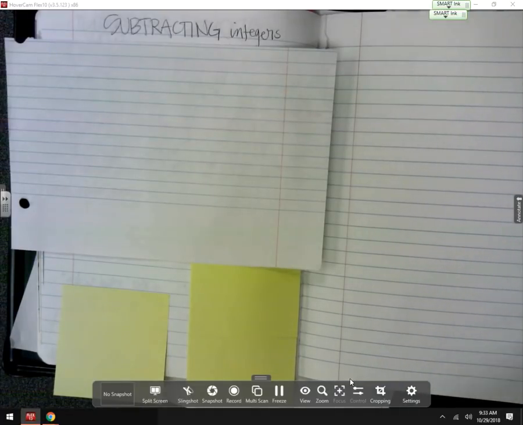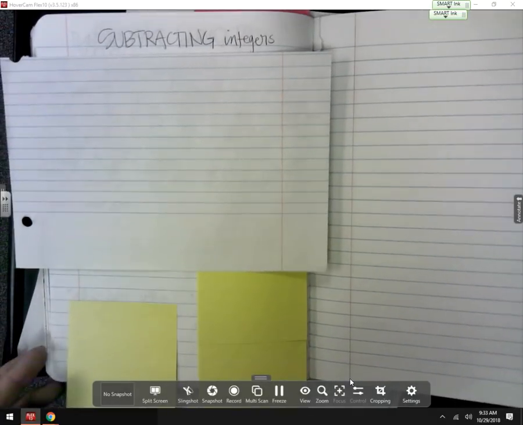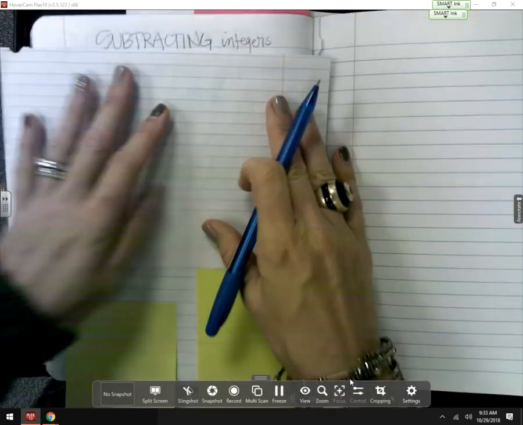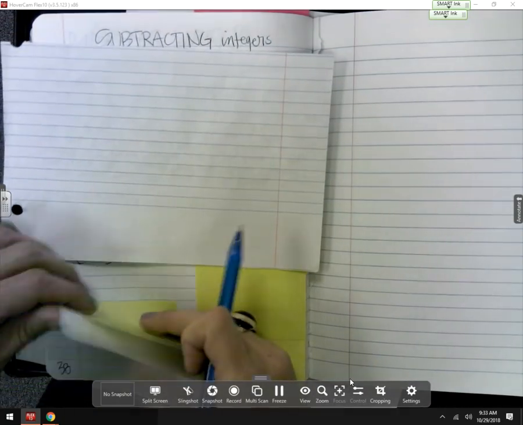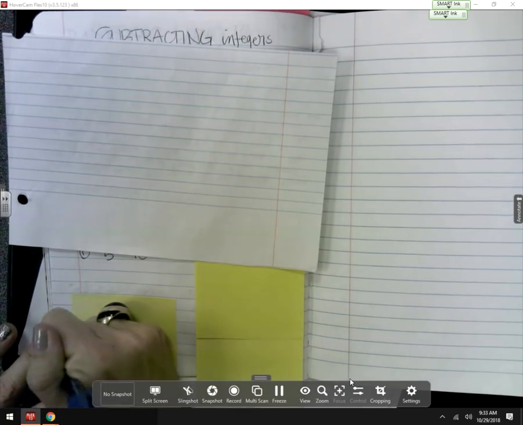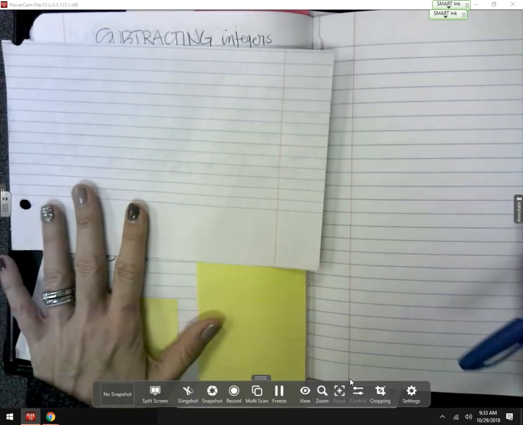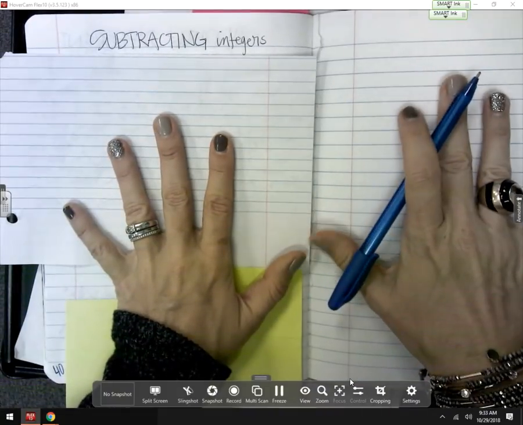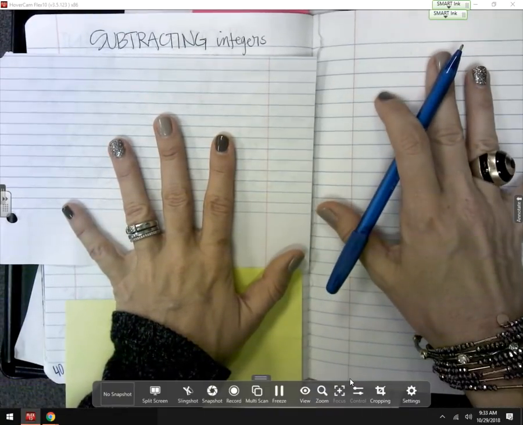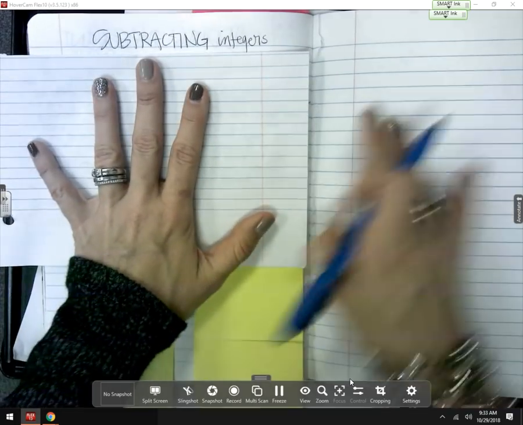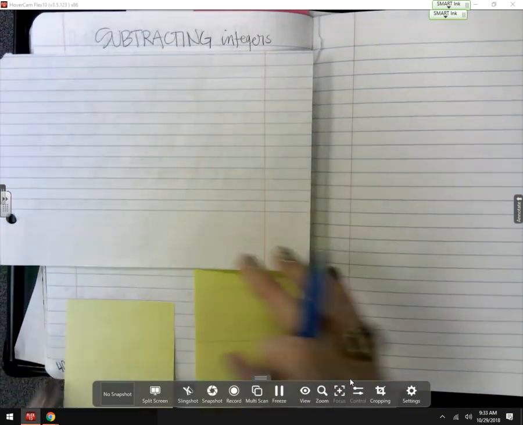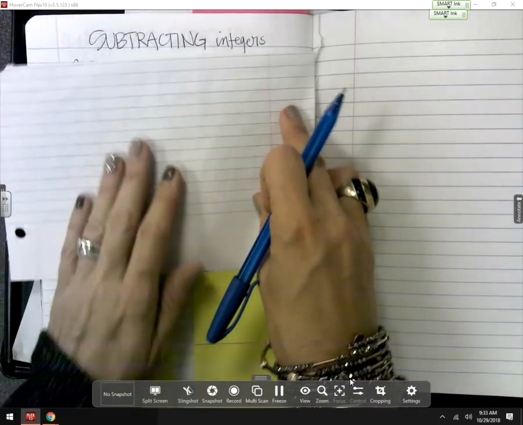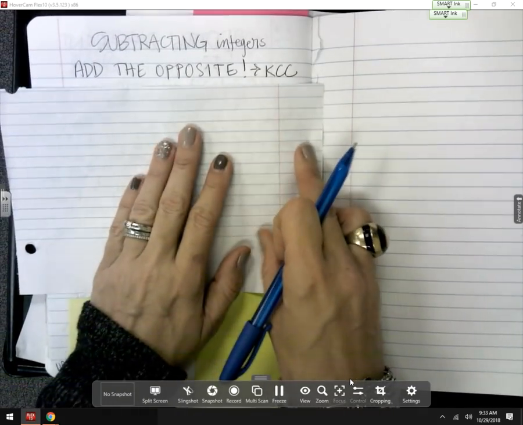All right, guys, this is the journal page for subtracting integers. This is going to go on page 40 of your journal, and I want you to notice it should be on a left-hand side. This page over here we're going to use for dividing and multiplying, so you should be on a left-hand side on page 40.